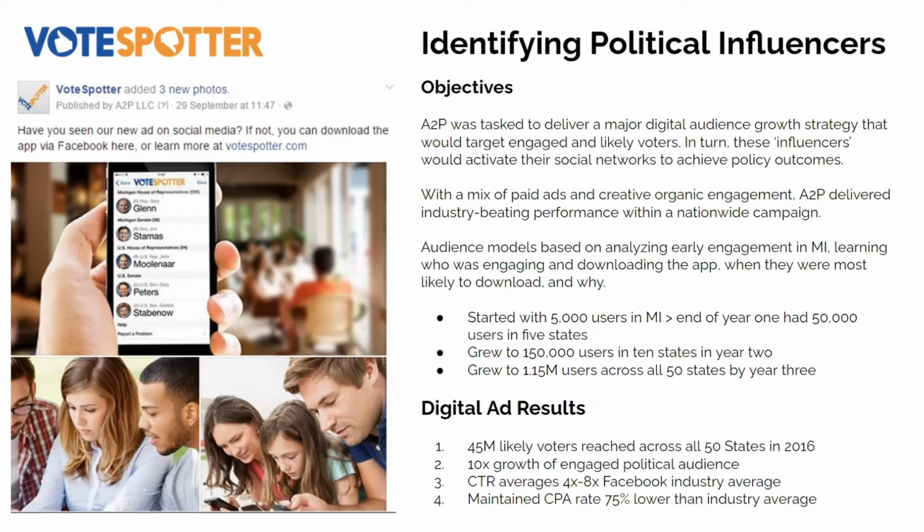And then as people were downloading the app, we were analyzing the data, looking at what type of people were downloading the app, what time of day they were downloading the app, how they were using the app, and we were making our marketing decisions based on that data insight.